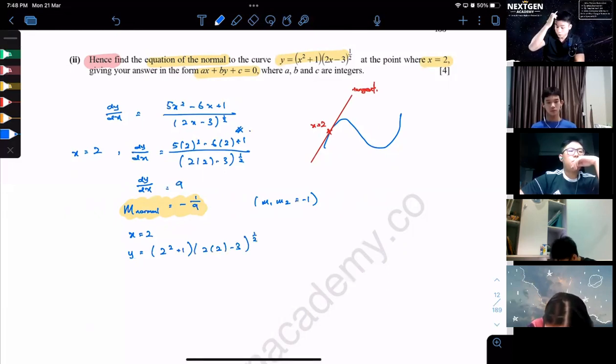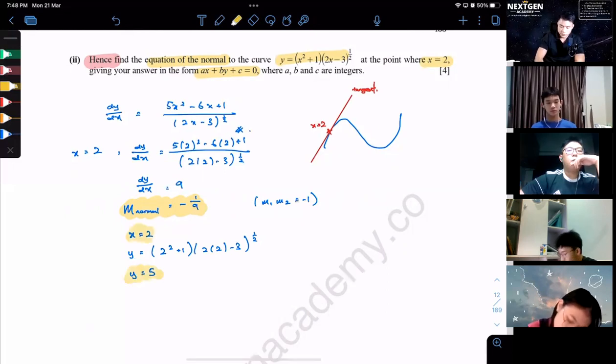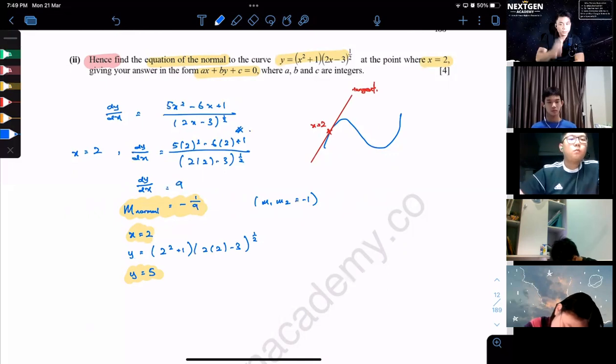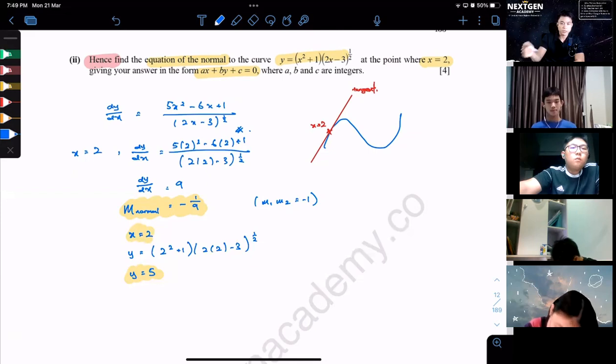Okay, you should get y equals to 5. Okay, so I have my gradient, I have my x, I have my y. Remember, straight line, you do add maths, you just need 3 things: gradient, x, y, then fit into y equals mx plus c.